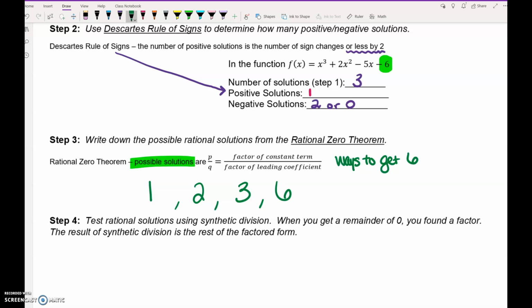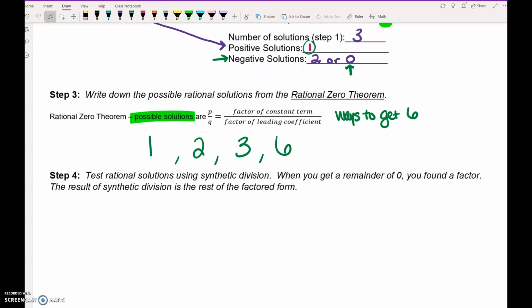We could test positive 1 and then test negative 1 and then test positive 2 and then test negative 2. But right here, it says that we have a chance of 0 negative solutions. So we could test negative 1, negative 2, negative 3, and negative 6 and have it not work. We are guaranteed to have one positive solution. So I am going to test the positives. And I'm going to write here, test positives. Because right up here, I am guaranteed to have one positive solution.